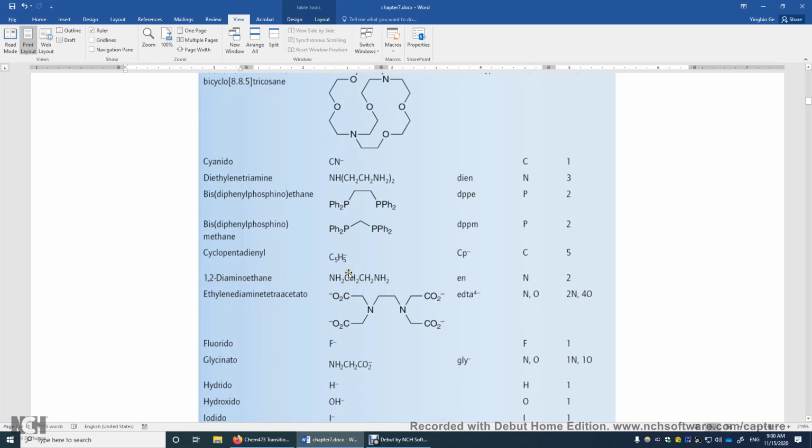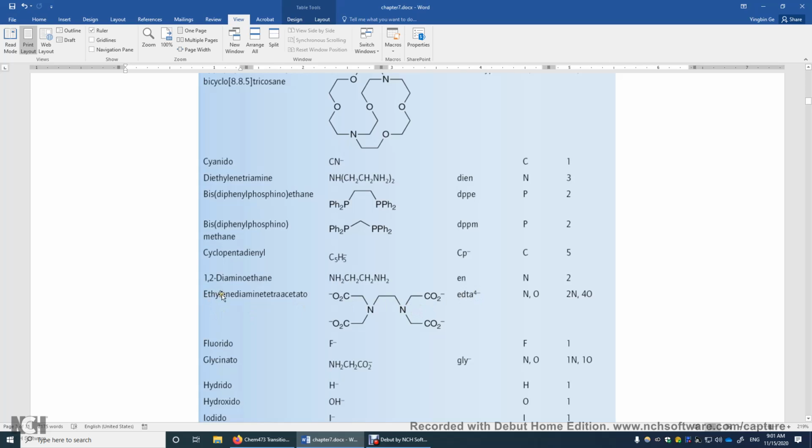1,2-diaminoethane. So this is just ethane with 2 functional groups. So that's why it's called 1,2-diaminoethane. The abbreviation is en. Both the nitrogen atoms can donate electrons to the same transition metal. This structure is probably introduced in quantitative analysis, because EDTA is a very commonly used ligand in analytical chemistry.